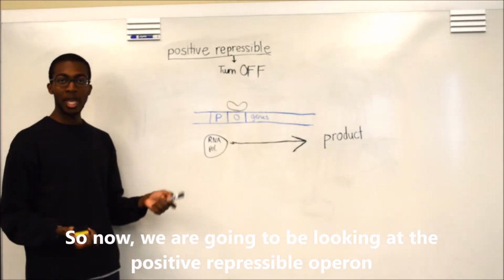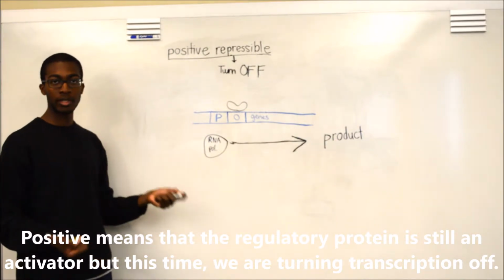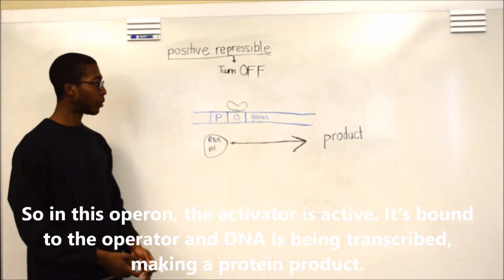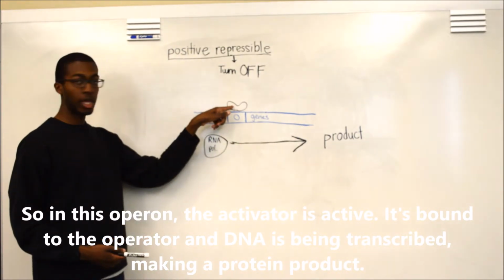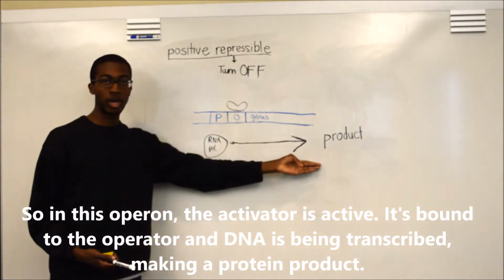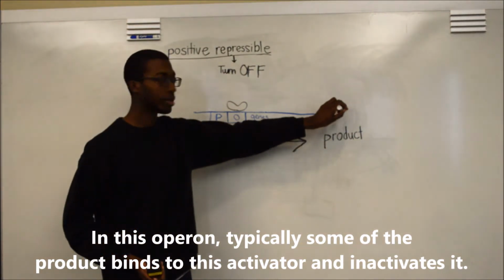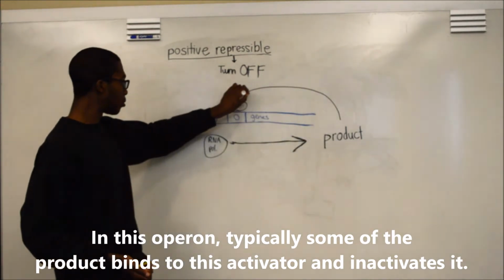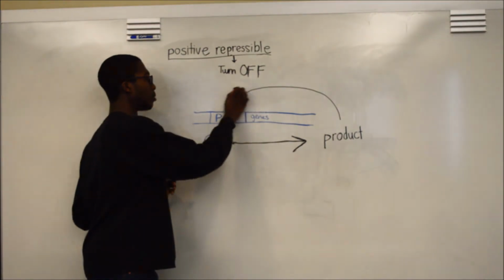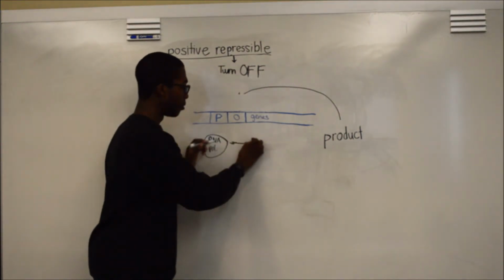Now we're going to be looking at the positive repressible operon. Positive means that the regulator protein is still an activator, but this time we're turning transcription off. In this operon, the activator is active, it's bound to the operator, and DNA is being transcribed, making a protein product. Typically some of the product binds to this activator and inactivates it, which prevents DNA from being transcribed.